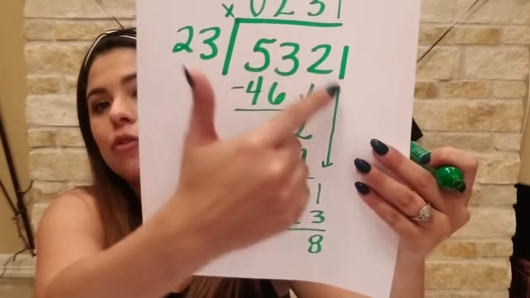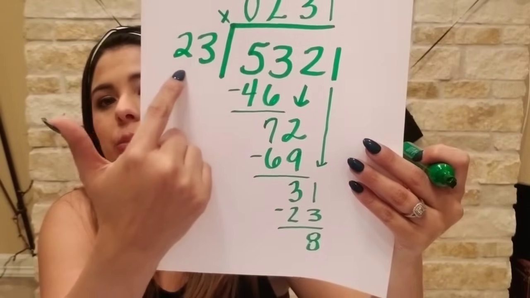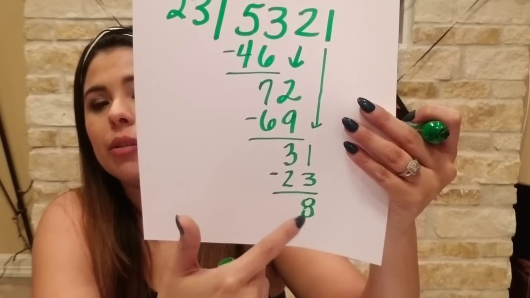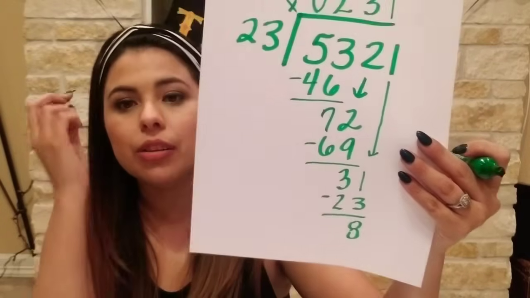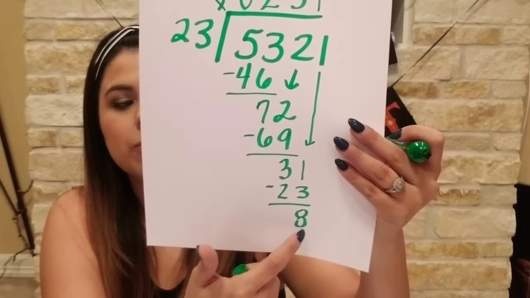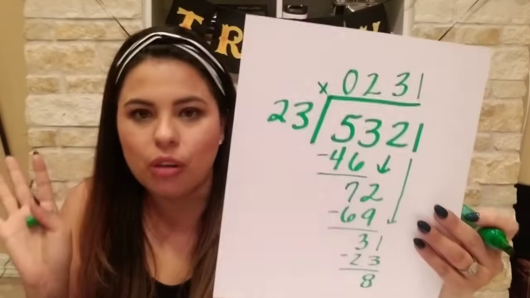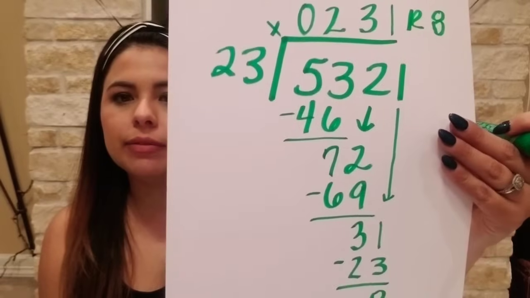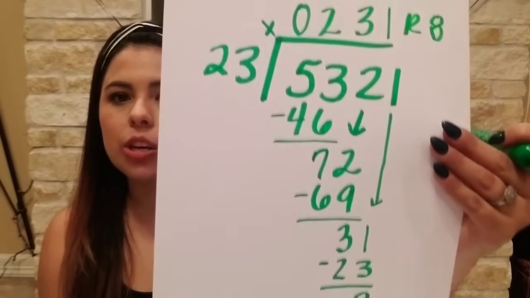Okay? And I know for sure that I'm done here because, first of all, I have no more numbers to bring down. And also because 23 is greater than my remainder. That's a big clue to tell you that you're done. Once your divisor is bigger than your remainder, you know for sure that's going to be your remainder. So we have 231, remainder 8. Just like that. Okay? So that's your quotient for number 5.